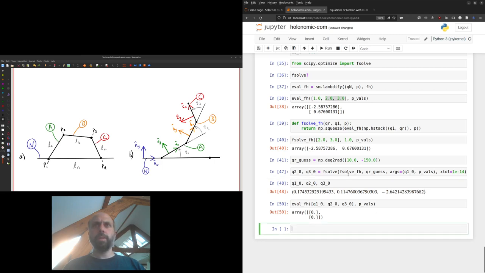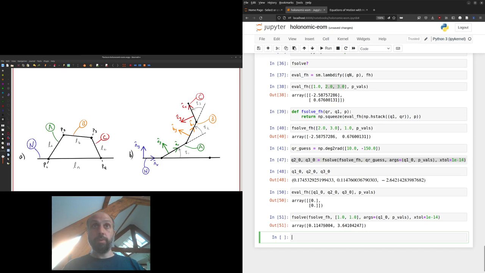Notice if I give a different guess, trying to copy that. Weirdly won't let me copy. There we go. I could, if I gave a guess here of just 1.0 and 1.0. So maybe bad guesses. Notice that I get different results, right, compared to my Q2 and Q3 right here. It's got 3.64 instead of the negative value. So it actually finds a different solution, and it's like a valid solution. So be careful that you are solving for the configuration that you want.